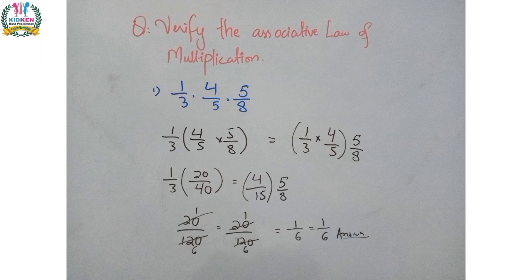So we can start cutting, because 20 and 120 come in the same table. So 2 1s are 20 and 2 6s are 120. So in the right hand side we can again start cutting. 2 1s are 20 and 2 6s are 120. So 1 upon 6 equals to 1 upon 6, which is right hand side equals to left hand side.